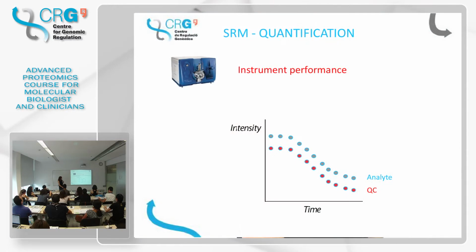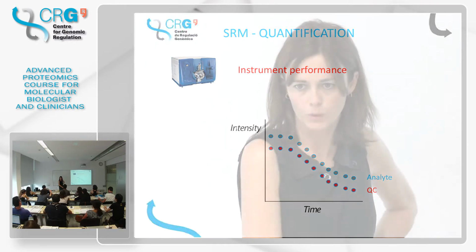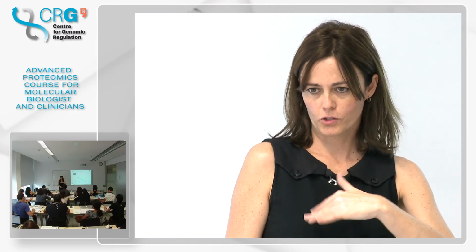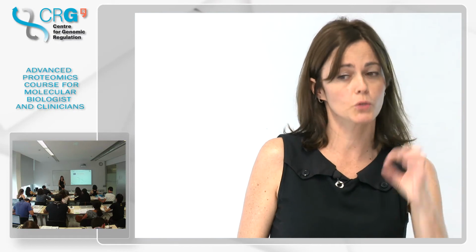Can you go back, please? Also, is the quality control of the instrument something you do every day or every? Yes. So in between samples, we run quality controls that, at least if the instrument is losing sensitivity, we know. So we can either stop and start over, or we can use this to normalize our data.